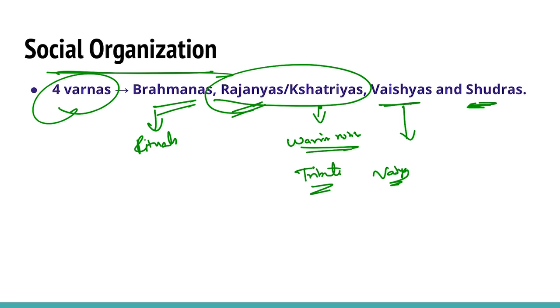All the three higher varnas shared one common feature. They were entitled to Upanayana, which is also called investiture with the sacred thread, according to Vedic mantras. The fourth varna was deprived of the sacred thread ceremony, and with this began the imposition of disabilities on Shudras.